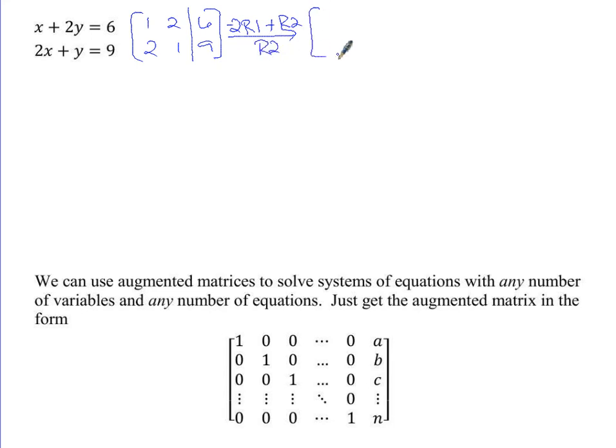So, can I rewrite row 1? Okay. 1, 2, 6. Now in our head we do this math. -2 times this position would give me -2 plus 2, which is 0. And then my next position will be -4 plus 1, which is -3. And then -2 times 6 is -12 plus 3 is -9.